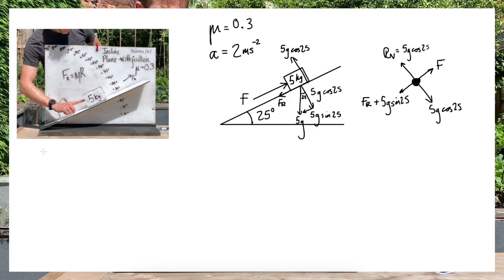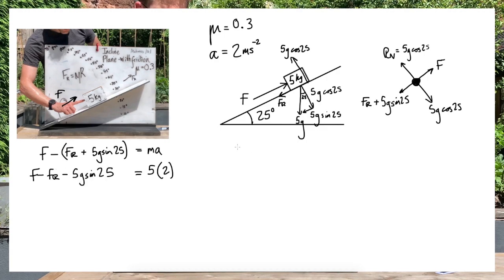So we know that it needs to accelerate at 2 meters per second squared. So let's write an equation. F, that's our force we're applying, minus FR and 5G sine 25, so it's working against both of those forces. That must equal MA. Now in this case, MA is our mass times acceleration, so 5 times 2.